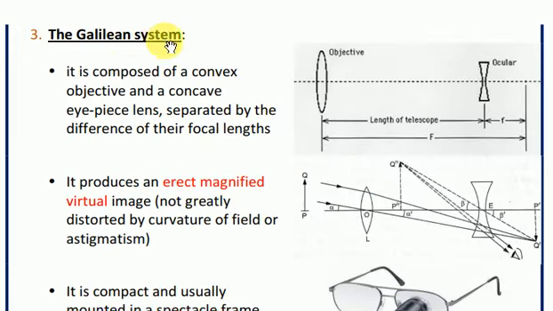So the Galilean system is composed of a convex objective and a concave eyepiece, separated by the difference of their focal lengths. So this is the separation, which is the difference of their focal lengths. This is the focal length of the objective, and this is the focal length of the ocular, and the difference is the separation between the objective and the ocular.